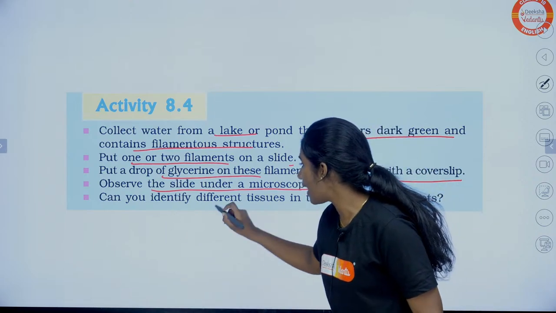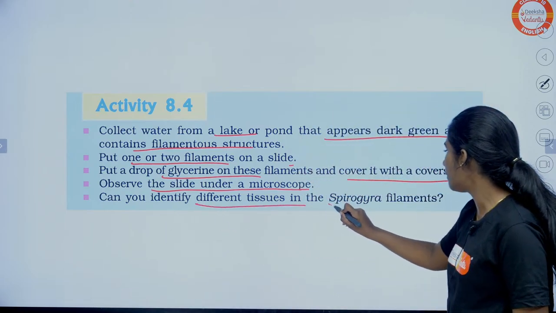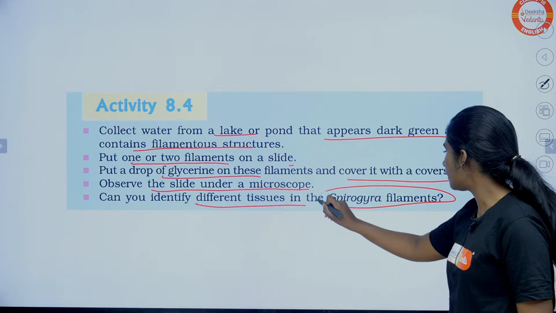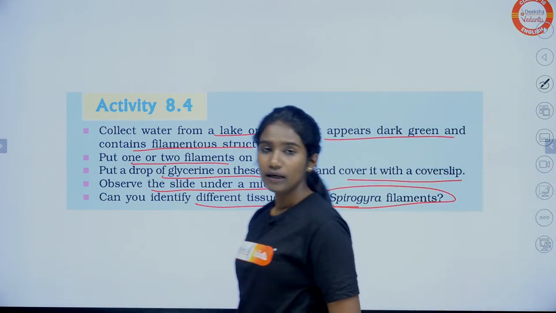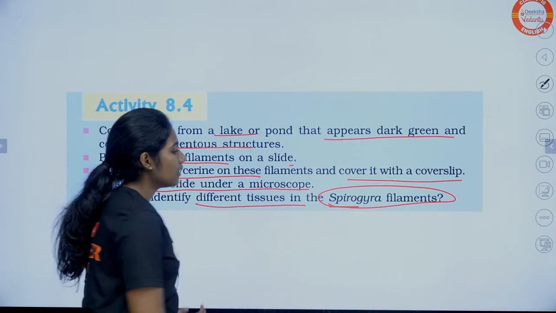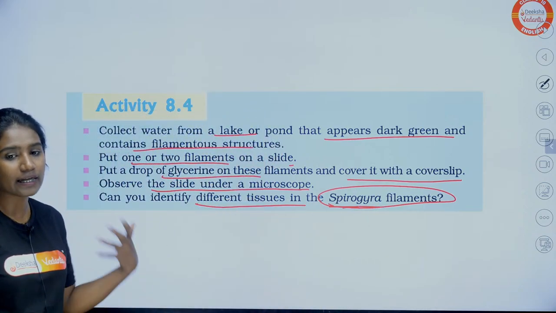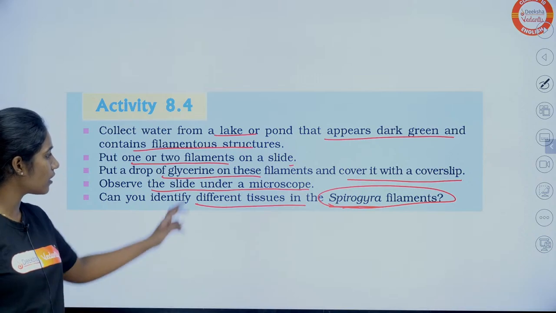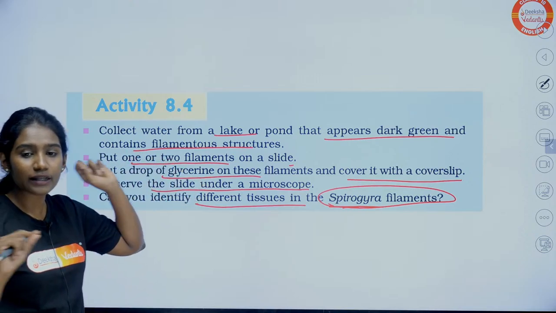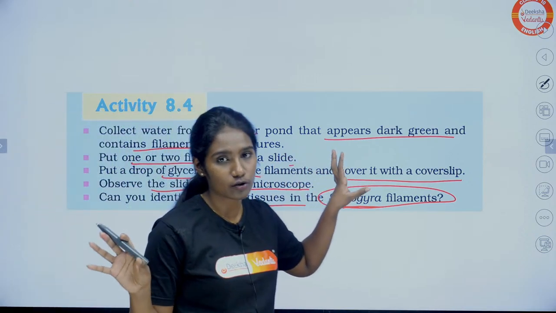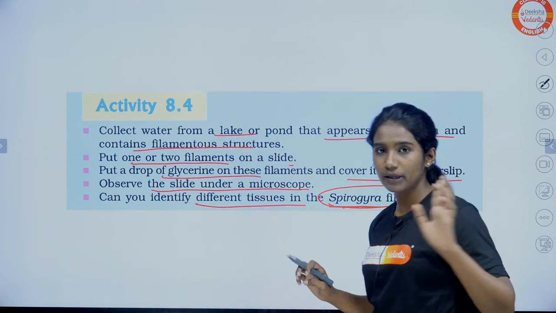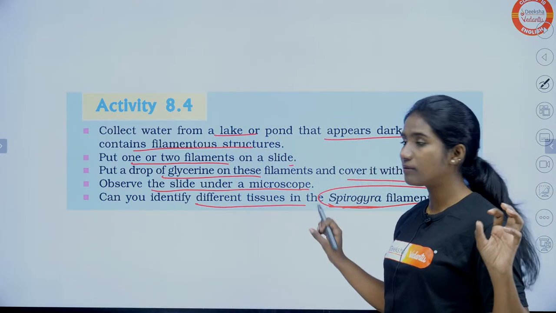Okay, can you identify the different tissues in the spirogyra filament? Here the algae which we have chosen is spirogyra. This is the most abundantly found algae in the pond water. It is filamentous, and it is not branched also. The body is filamentous. Now, you should observe that filament.